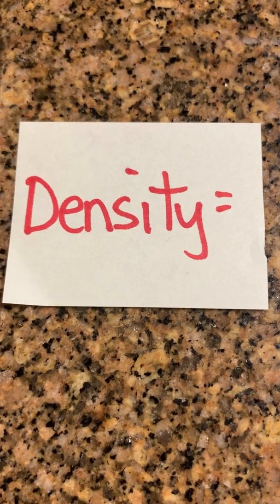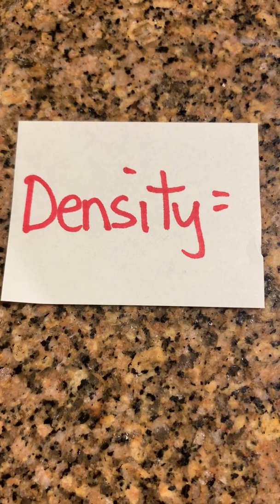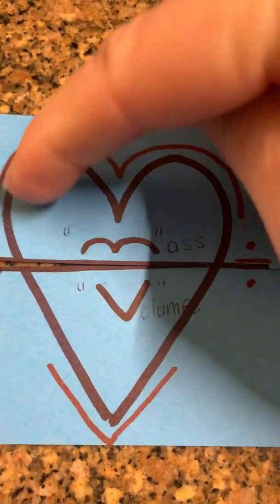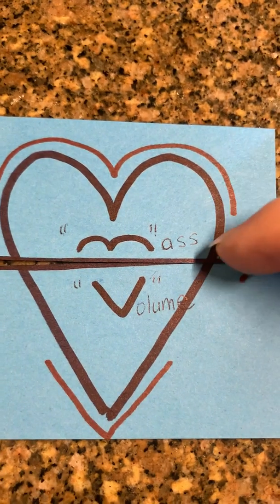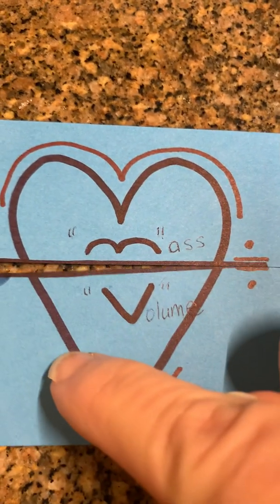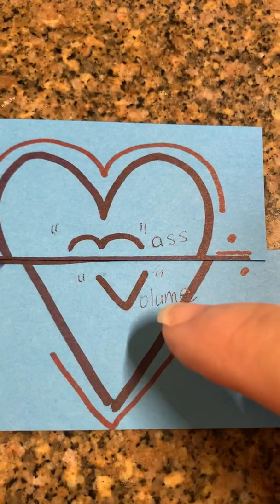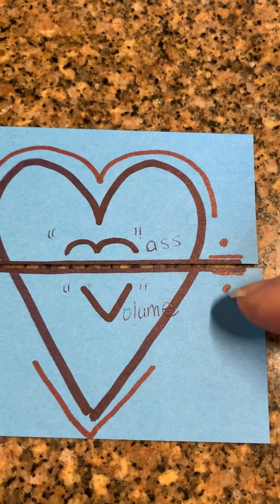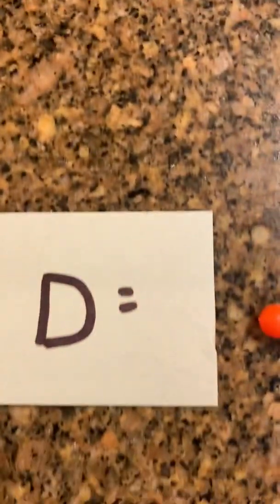To start today's lesson on density, you have to remember "I love density." So when you make your heart for "I love density," you'll see that there is an M shape on the top for your mass, there's the word mass, and a V shape on the bottom for the word volume. And you are going to divide the mass divided by the volume. So your formula would look like this.